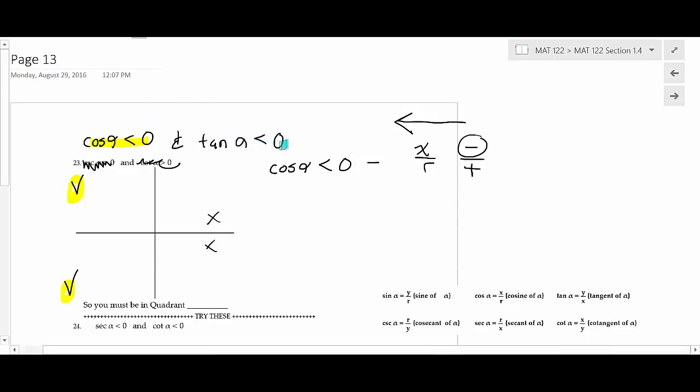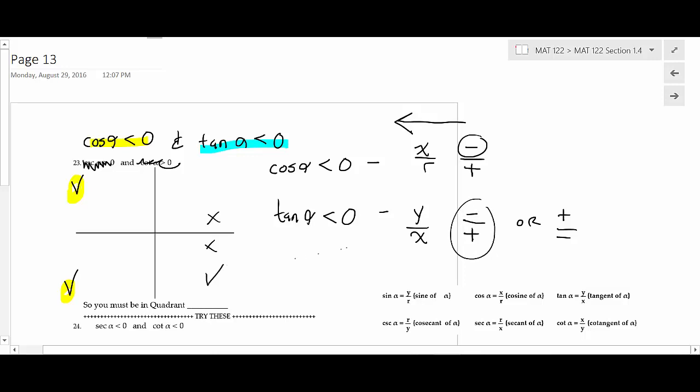Now the next thing we're going to look at is the tangent. So let's write that down. We have tangent of alpha is less than 0. The tangent's y over x. So there's two places where this happens. You could either have negative over positive, or positive over negative. Well, y is negative and x is positive here. That's where that happens. You have a negative y and a positive x, and then you have a positive y and a negative x.